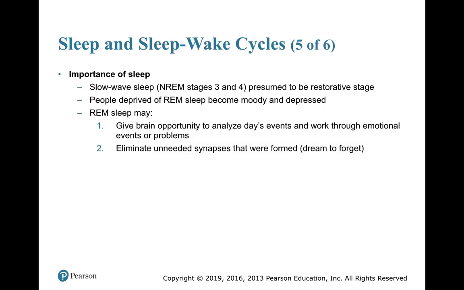So the importance of sleep, we don't know why sleep is important, but we do know that sleep is important. There are lots of possibilities out there, lots of theories. Slow wave sleep, 3 and 4, is probably a restorative stage. People that are deprived of REM sleep become moody and depressed, and for that reason we think REM sleep might give the brain an opportunity to analyze the day's events, work through emotional events or problems, might eliminate the unneeded synapses that were formed during the day. There are those who believe that we dream to forget.